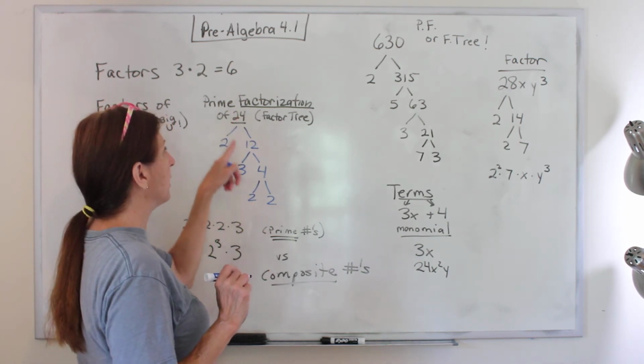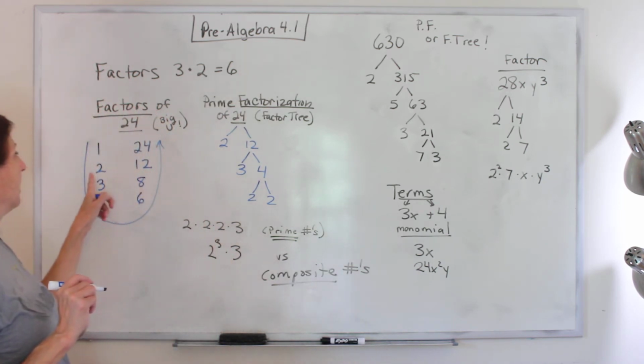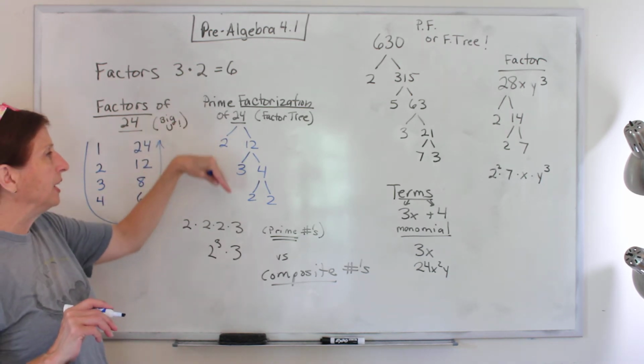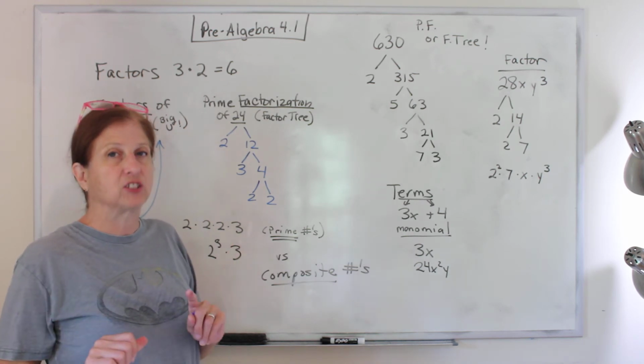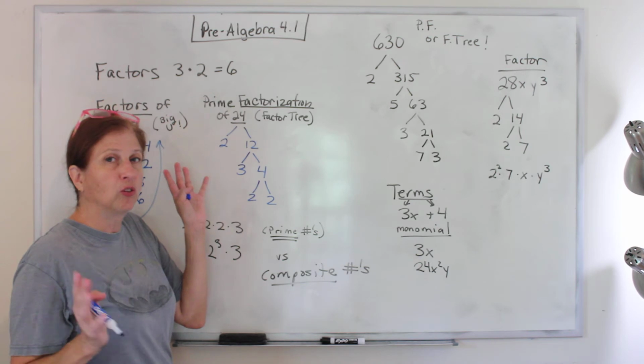Now, could I have started with other factors of 24? Yes. We know there's others. I picked 2 and 12. I could have done 3 and 8. I could have done 4 and 6. I would end up with the same ends of the branches no matter how I started. So you get a little freedom here to pick whichever one you think of.